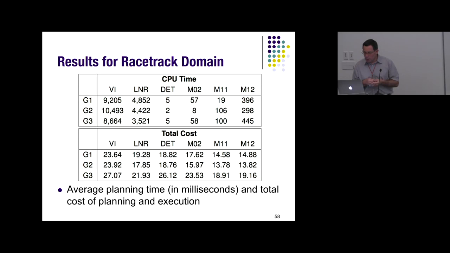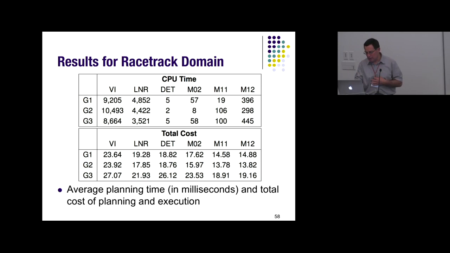the total cost that you see here in the table includes the cost of planning. So that's why it's confusing. Of course, the total cost of the plan with value iteration is that it's an optimal plan. But once you add the cost of planning and then executing the plan, you see that determinization is actually beneficial.